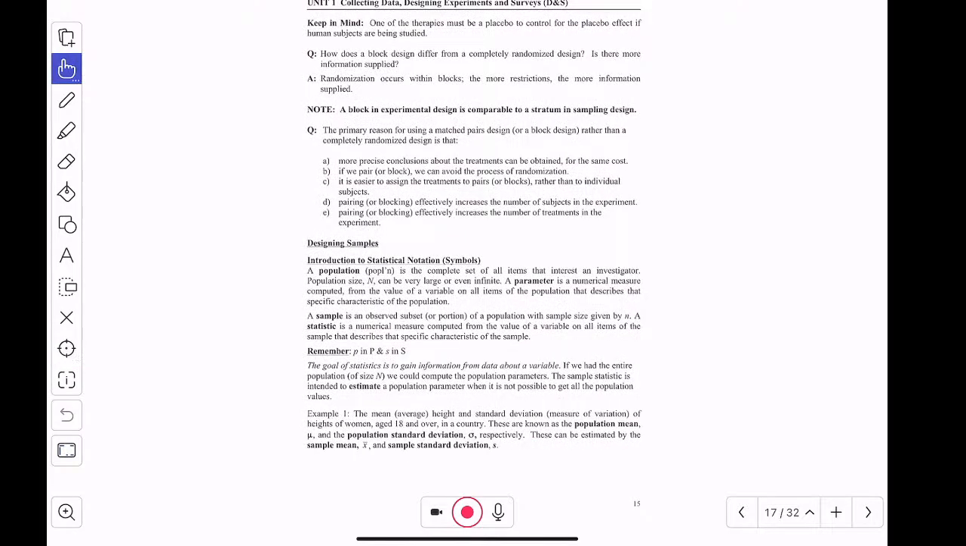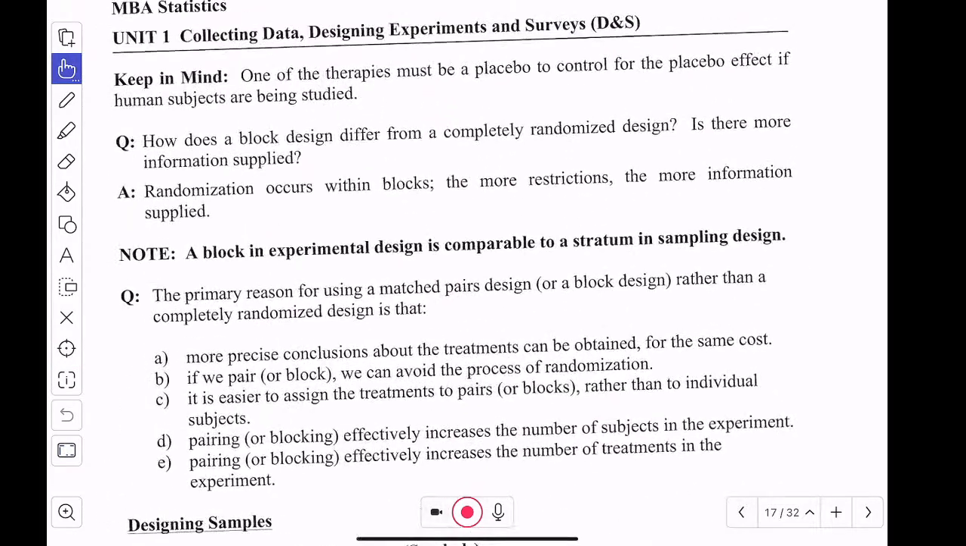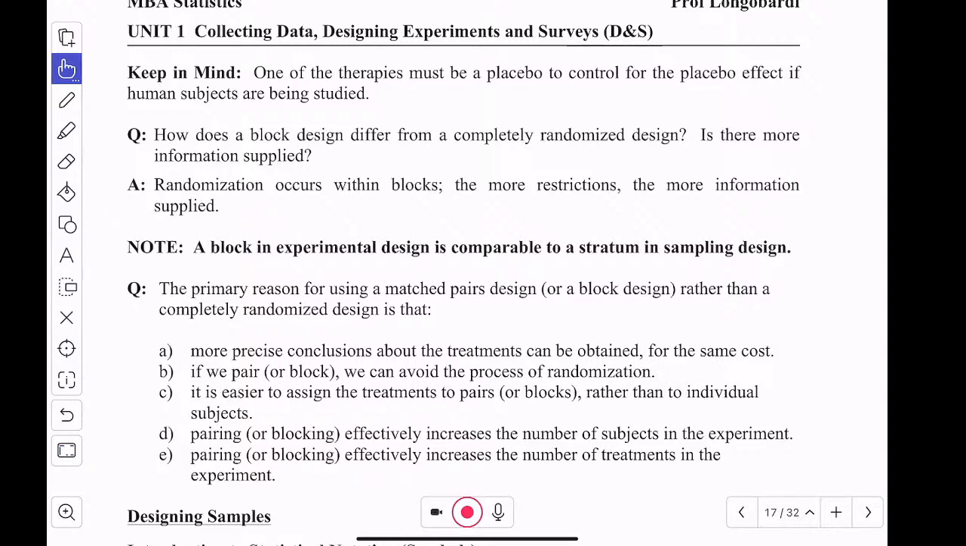Okay, and then I asked some questions here. How does a block design differ from a completely randomized design? I mean, it's still completely randomized, but is there more information supplied? Yes, there's more information because there are more restrictions, providing more detailed information.